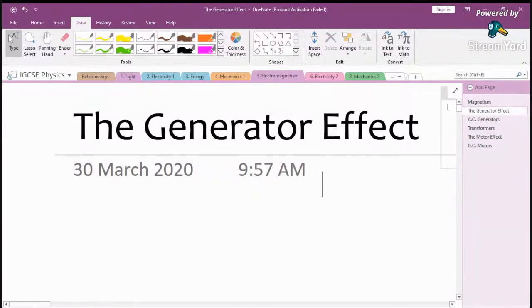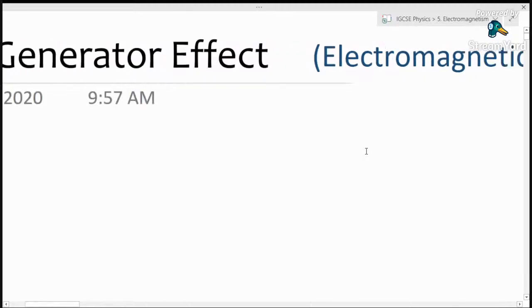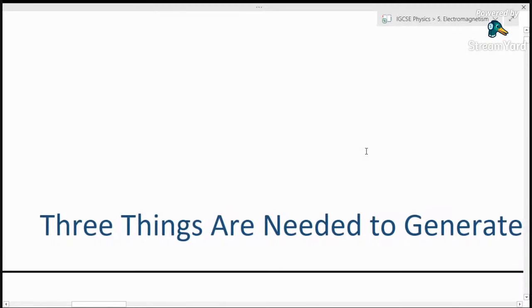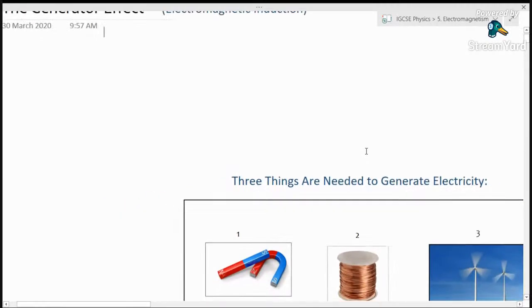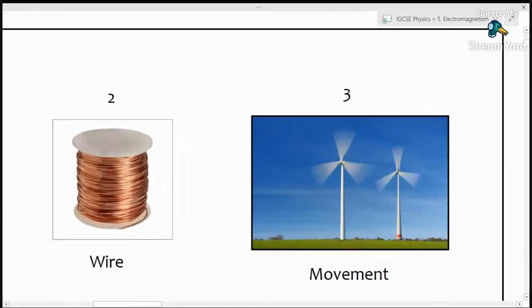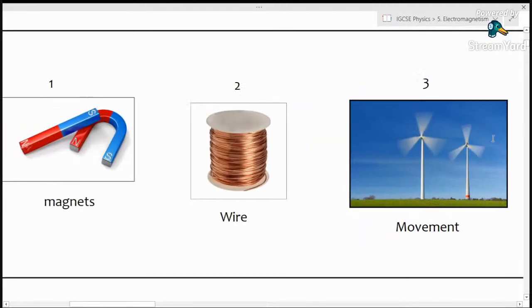So the generator effect, as I mentioned, is also known as electromagnetic induction. Those two things mean the same thing. In order to generate electricity using this generator effect, essentially three things are needed. We need magnets, we need wire, and we need some movement. You can see in this picture that the movement is being caused by a wind turbine, but that movement can really be caused by anything. It could be caused by your own arm turning a generator or a turbine yourself.